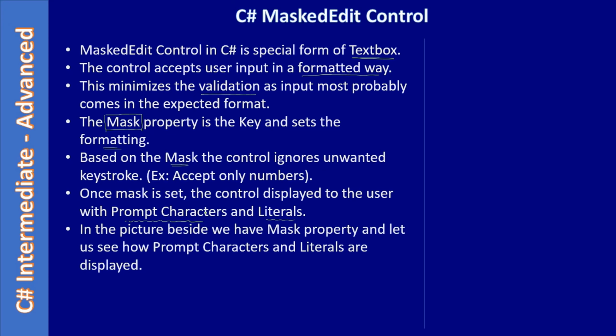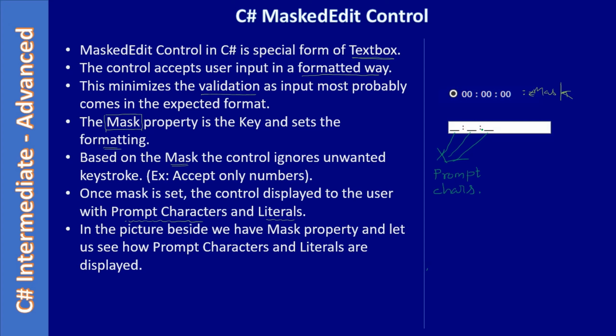We can understand this prompt and literal by looking at the picture beside. In the picture we have a mask property, and let us see how prompt characters and literals are displayed. So this is the mask. Let's say for the MaskedEdit Control, we are setting the mask property, and once you set the mask property, in place of this 00, the control is displaying 2 underscores. This underscore is what is called a prompt character. And if you see, there are 2 underscores. Since they are attached to each other, you are seeing it like a big line, but it's actually 2 underscores. That's the default prompt character. In place of 00, 2 underscores are displayed.